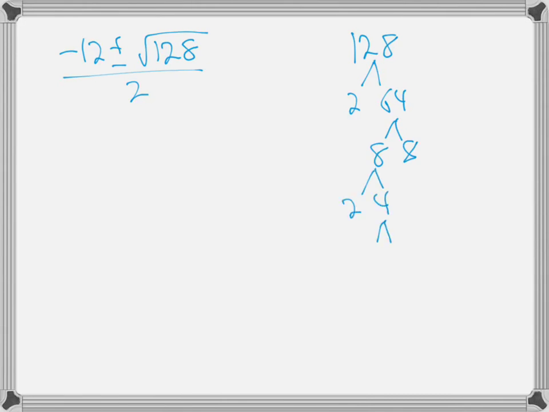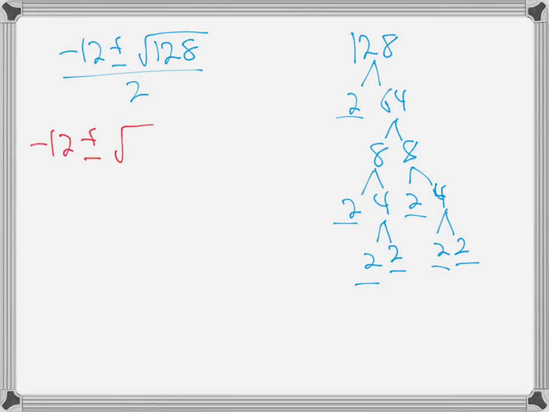This is 2 times 4, 2 times 2, 2 times 4, 2 times 2, 2, 2, 2. Remember, don't drop any 2s. How many 2s do we have? 7 2s. So this becomes minus 12 plus or minus the square root of 1, 2, 3, 4, 5, 6. I know some of your calculators will do it automatically. 4 root 2, no, or is it 8 root 2?